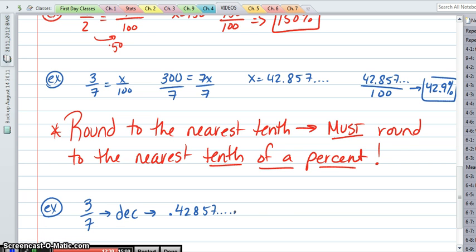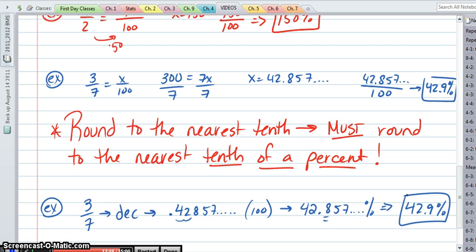How do you change a decimal into a percentage? Well, you multiply by 100. I'm sure you remember that. You move your decimal twice. When we do that, we would get 42.857... and again we would round to the nearest tenth of a percent, and we would get the same thing. So you can use whichever method you'd like, but I'm just presenting all of them here.